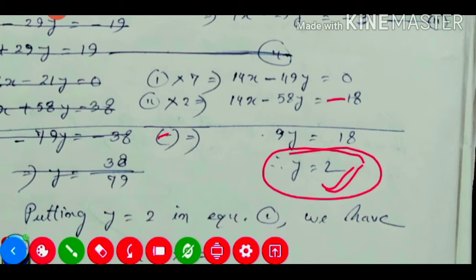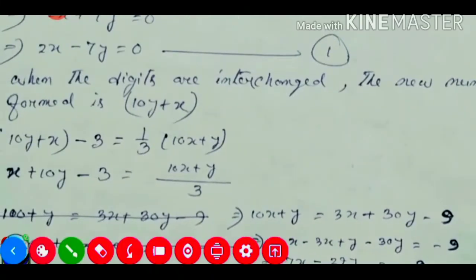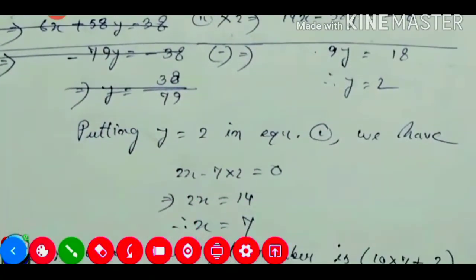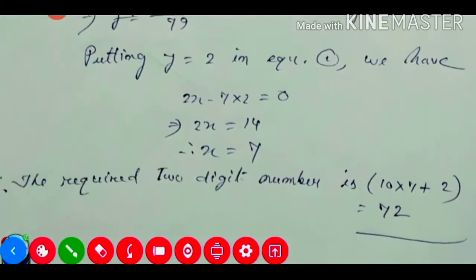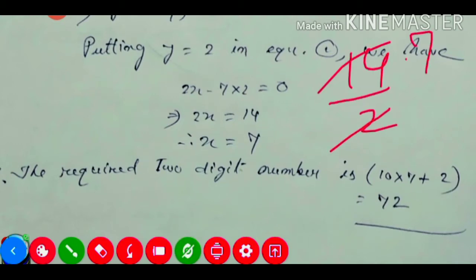That means which place did we get? Unit place. Unit place we got 2. Now we'll put this y value in any equation. Suppose we are putting it in equation number 1 because it is small. 2x minus 7y is equal to 0. So 2x minus 7 into y value 2 is equal to 0, which is minus 14. So minus 14 will shift to the right hand side, so it will be plus 14. Now 14 we will divide by 2. If we divide 14 by 2, it will be 7. So the x value we got is 7.